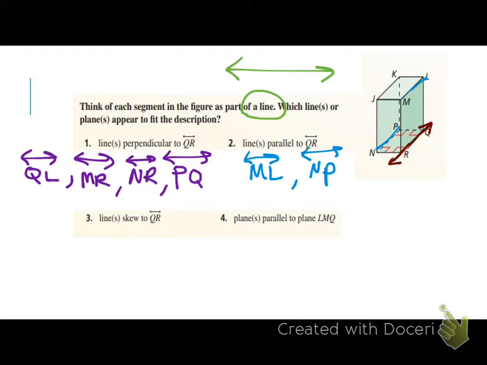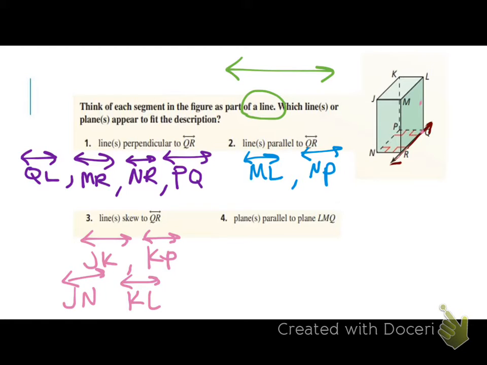The next one says skew. So we want skew to QR. Skew means it's not on the same plane, and QR is on the bottom plane and on the side plane. So we don't want it on the same plane, and we don't want it to intersect with QR. So what lines are going to be skew? We've got JK, we've got KP, I agree. So we've got JK, KP, what else? JN. He said KL, I agree. I think there might be a couple more.